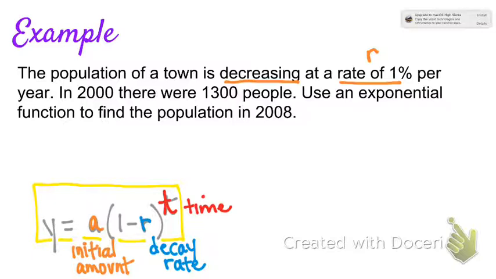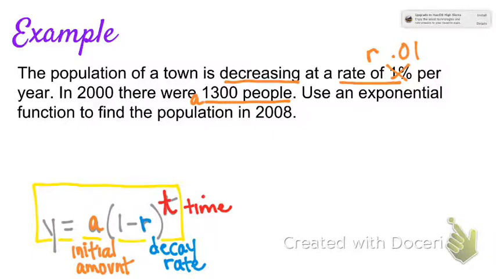And I need to change that to a decimal. 1% is the same as 1 over 100, 1 out of 100, which is 0.01. So I'm going to use that instead. It says in the year 2000, there were 1,300 people. So that's my initial amount. That's my A. And they want us to use this formula to find the population in 2008.